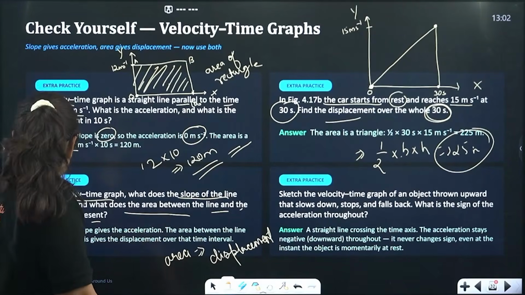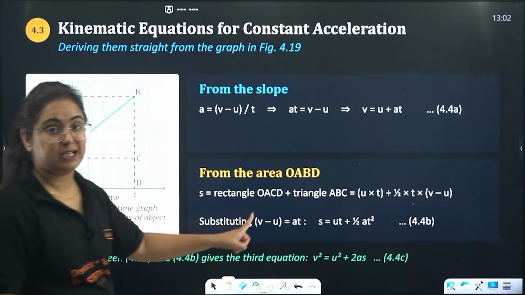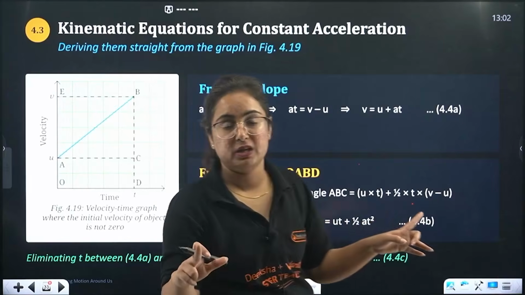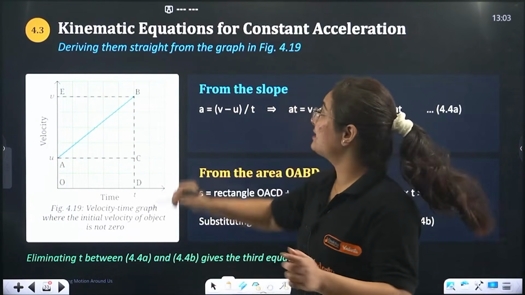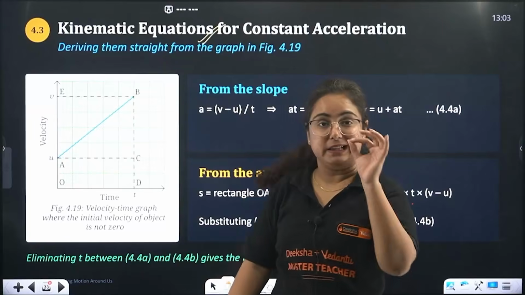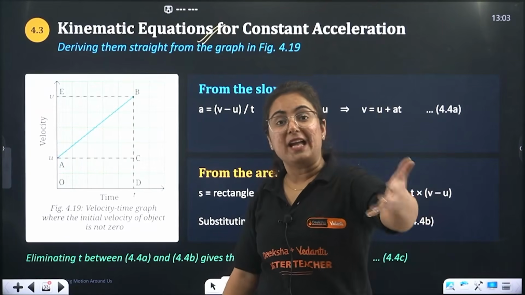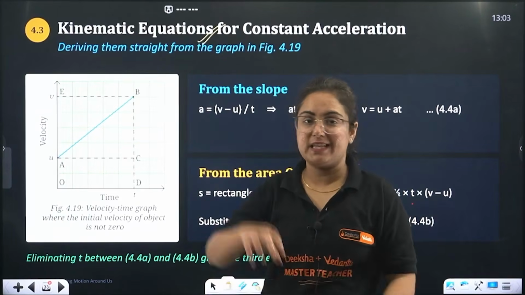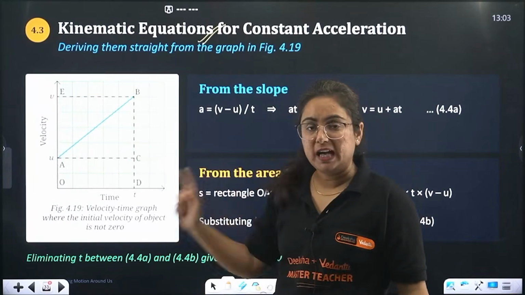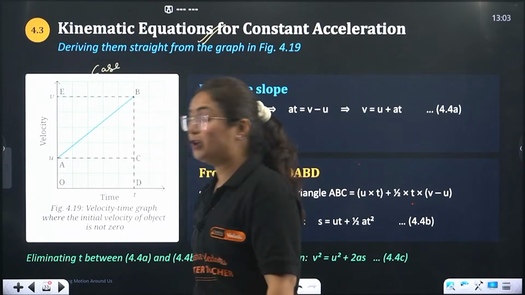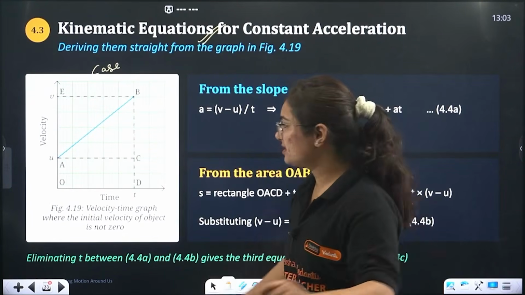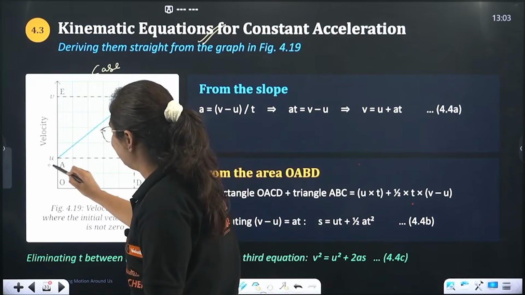Now let's move to the next topic. All the time I am leaving one numerical for you, right? After analyzing these graphs, there are certain equations which have been derived, which can make your further calculations easy if you know the cases. So this is the case of an object which started with the velocity u.